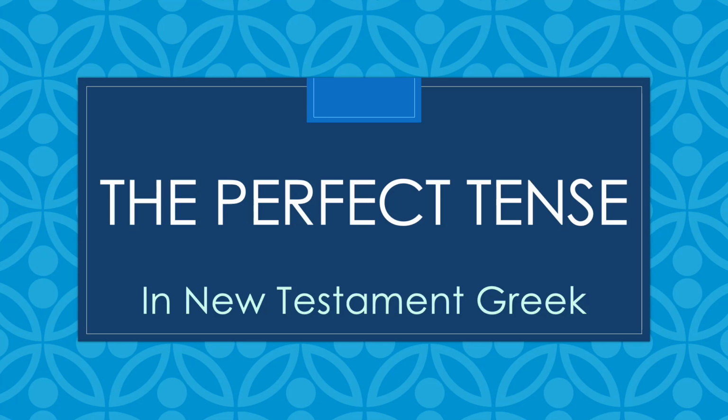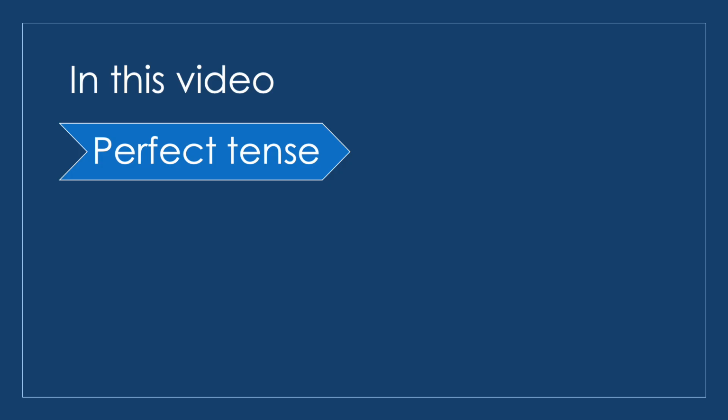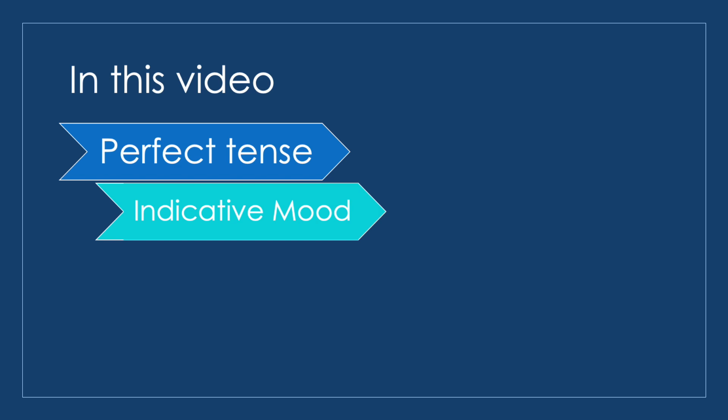Hello and welcome. This video is to give you a basic overview of the perfect tense in Koine Greek, that is the language of the New Testament. In this video we are going to cover the perfect tense in the indicative mood, that is the most basic form of verbs where the basic verbal action is indicating something that's going on.